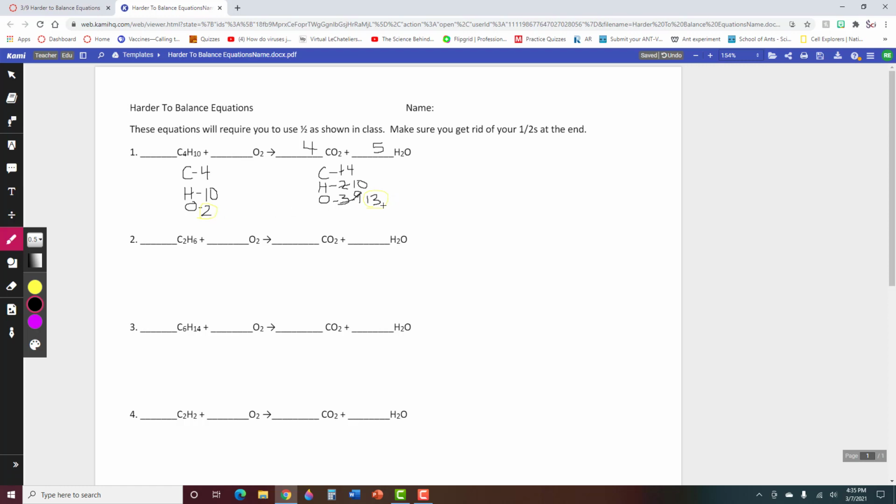So what I can do here is I can say, okay, I have to multiply something times 2 to give me 13. So the question is, what times 2 would equal 13? And this is going to cause you to use a decimal. So the answer is 6.5. So 6.5 times 2 would give you 13. So I can put a 6.5 right here, and then this will give me 13 O's on this side. And then everything's balanced. I got 4 and 4, 10 and 10, 13 and 13. So it's balanced. But that doesn't work because you can't put a decimal in as a coefficient.